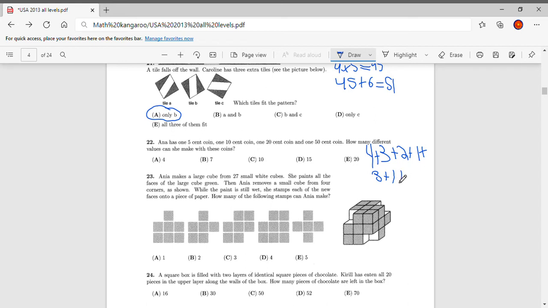So the last one we can do is all four of them. And when you do this, you add to get that there are 15 values that she can make with these coins that are different. So the answer for 22 is D.